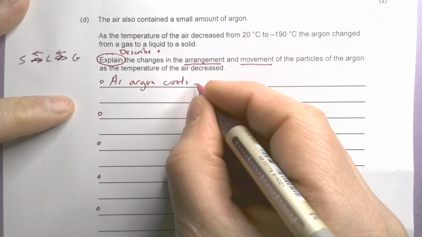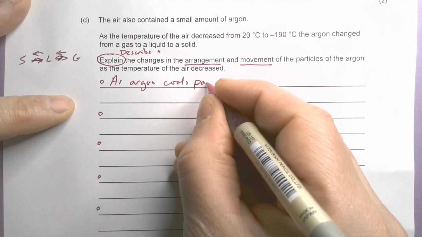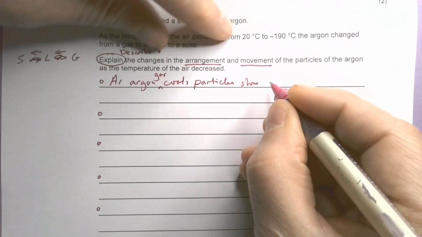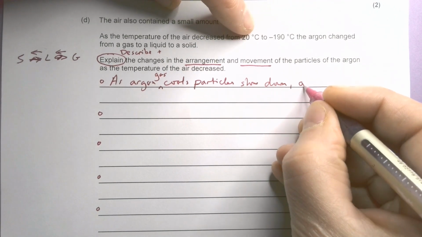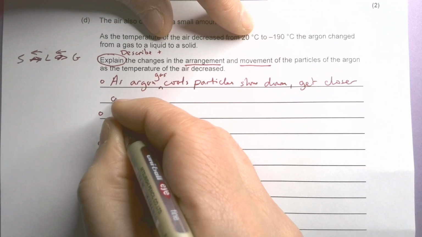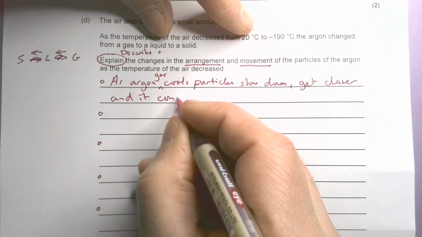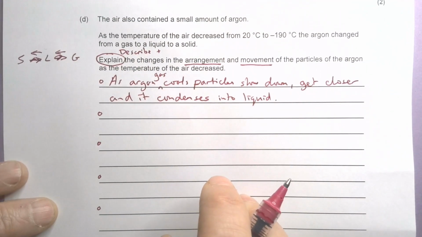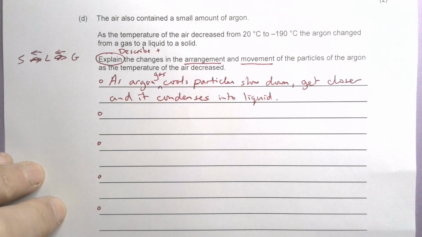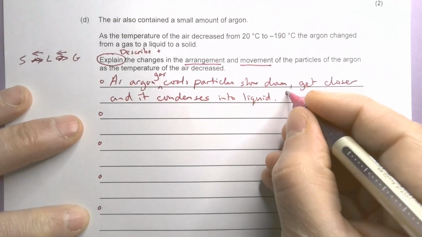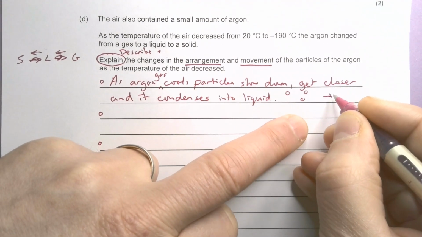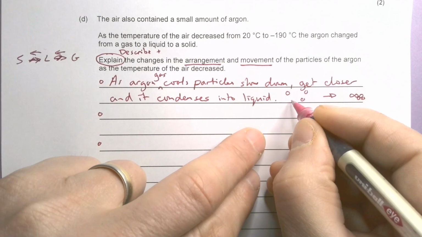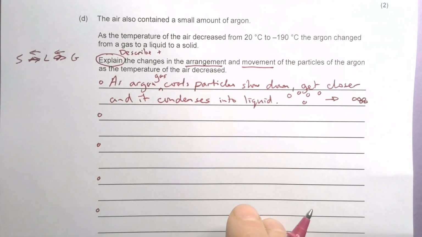As argon gas cools, the particles slow down, get closer, and it condenses into liquid. I'm trying to use keywords when I can. Okay, so I need to say why the particles are getting closer. I might even draw a couple of little diagrams to show particles far apart, getting closer. So I've got 5 particles in the gas, just so I know roughly what's going on.